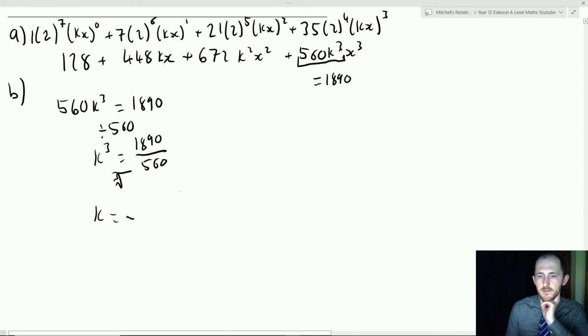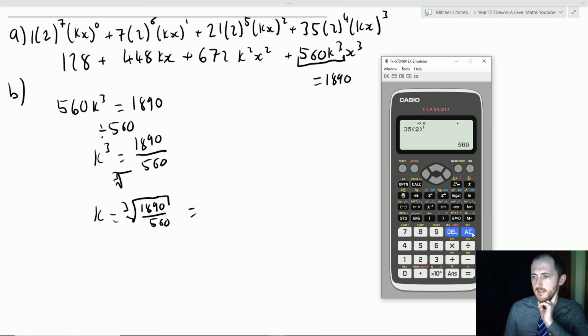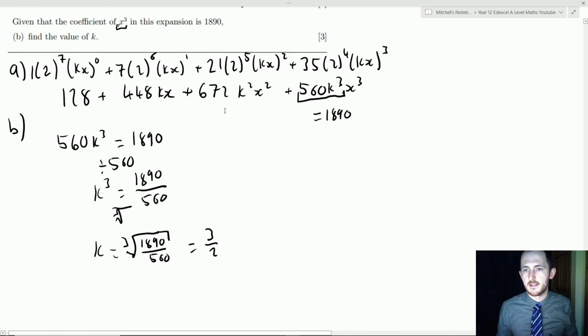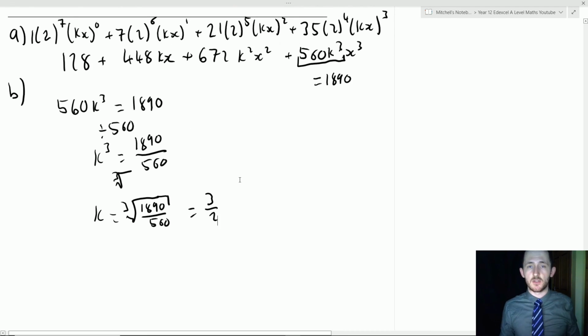k is the awful looking cube root of 1890 over 560. Guess what I'm putting into my calculator? The exact thing. So shift, cube root, fraction, and the answer is three over 2. That is 7 marks. You can do it in about 3-4 minutes. And honestly, it's not tricky. It's easy to make a mistake.